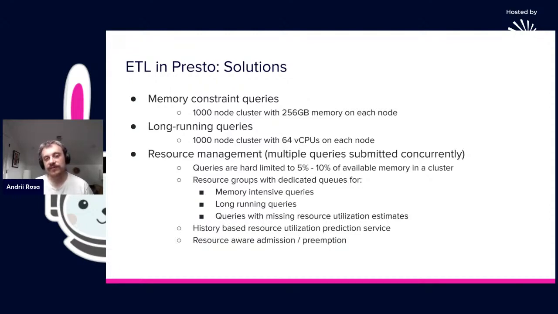So also, resource management becomes a somewhat simpler problem. The idea was to limit a single query's resource utilization to around 5 to 10% of all available resources in a cluster. And then if you have this granularity, you can try to manage resources on a per query basis. We also built a history-based resource utilization prediction service. Based on the history of previous runs of certain scheduled jobs, we could try to guesstimate the resource utilization of a certain query and make some either admission or preemption decisions based on that.